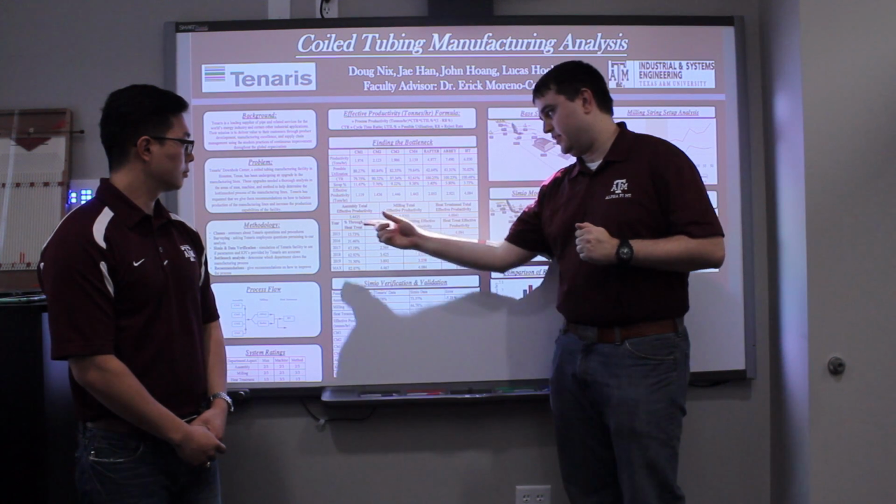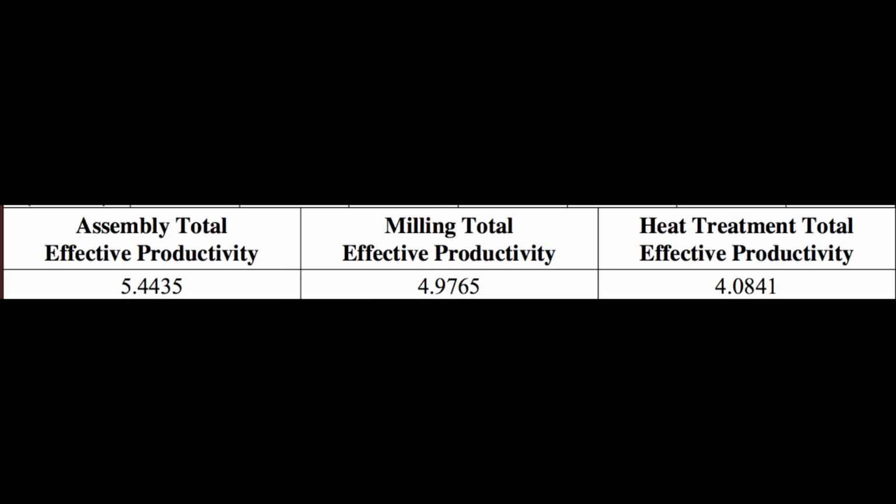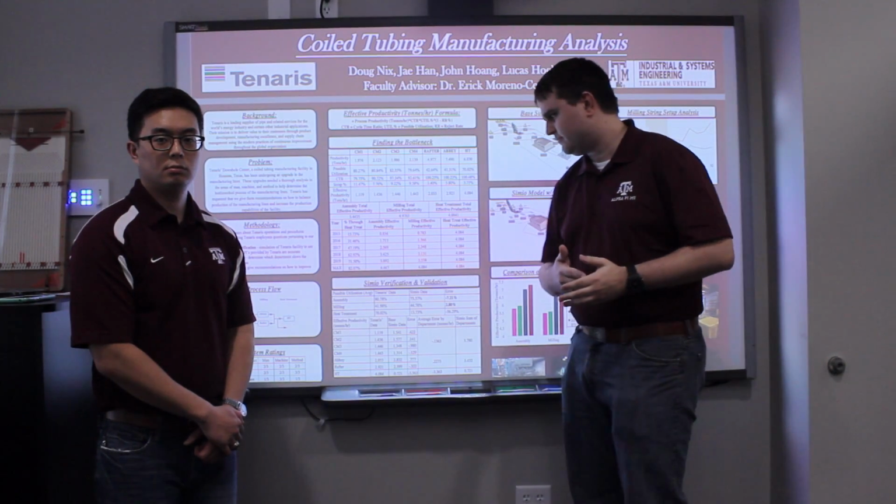As you can see in the middle table here, that's the sum of all 3 departments. Now, in order to identify which department is our process bottleneck, we need to find which one is the lowest number. At first glance, it seems like heat treatment is the bottleneck because its number is significantly lower than the assembly and the milling. That's not entirely true, as witnessed in the process flow. Not 100% of materials from milling make it through heat treatment.